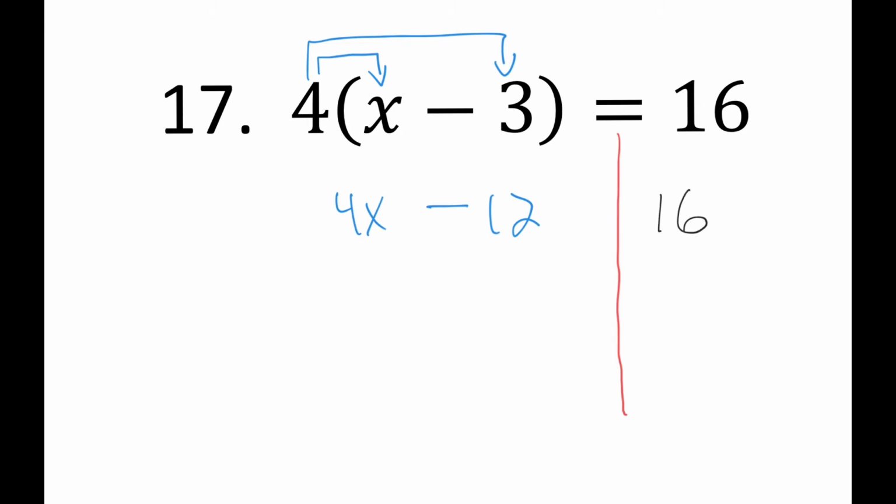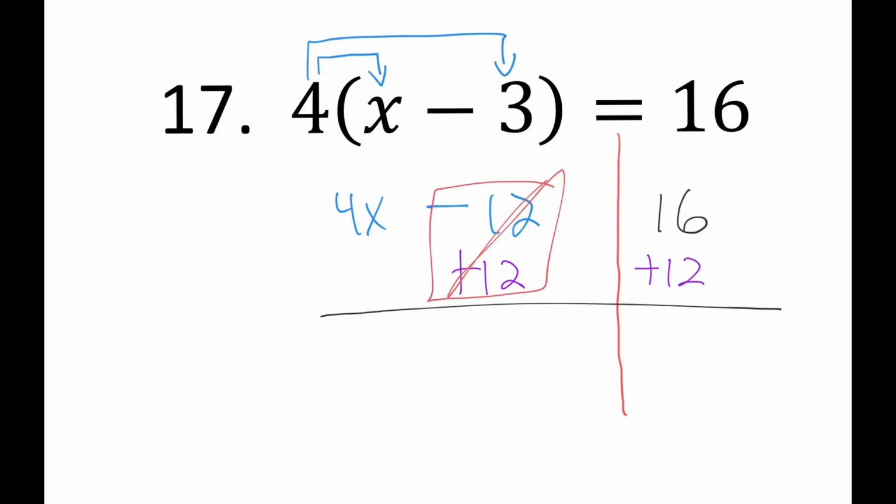So now that you guys distribute it, that means you simplify the left side. You guys are going to cancel the constant that's on the same side of the variable. So we are going to add 12. That's the opposite of minus 12. So you add 12 to both sides. This right here, the negative 12 and the 12 cancels. You bring down the 4x. And the other side, 16 plus 12, that's 28.